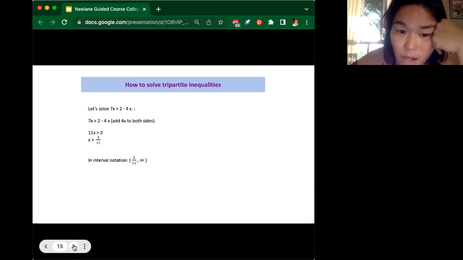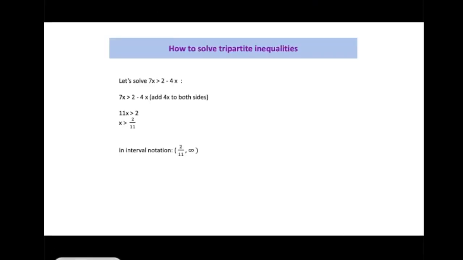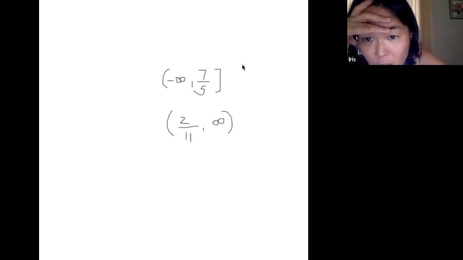Going back to the whiteboard. Why is there no bracket on this one? Because it's greater than 2/11, it cannot be equal to 2/11. So on one side I had negative infinity to 7/5, that's one set. And the other one is open 2/11 to infinity, like this.